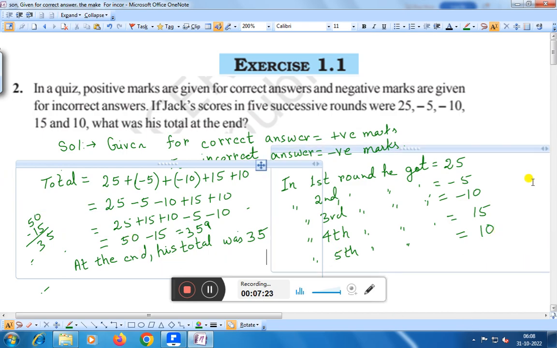That means if we have to add all the numbers, that is 25 plus in bracket minus 5 plus in bracket minus 10 plus 15 plus 10. Then 25 plus into minus is minus 5, plus into minus is minus 10, plus 15 plus 10. So 25 plus 15 plus 10 minus 5 minus 10. If we add all these numbers, 25 plus 15 is 40, plus 10 is 50, and minus 5 minus 10 is minus 15. Therefore, we are getting 35. Therefore, at the end, we can say that his total was 35.